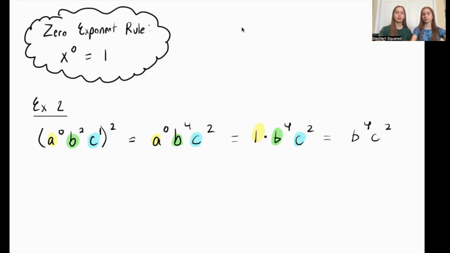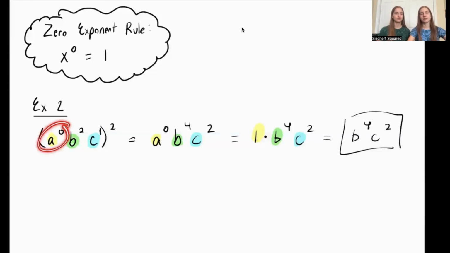Now, just a quick note, technically you would not be wrong if you were to stop here. That 1 in front, you can choose to write it or not. Also, depending on your teacher, some people might be okay with you even leaving a to the 0. However, for our case, we would like to simplify it as much as we can, so that's going to be our final answer.